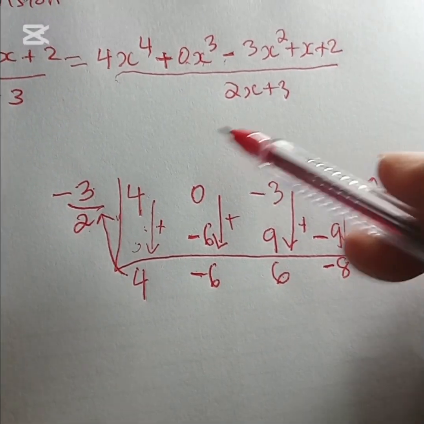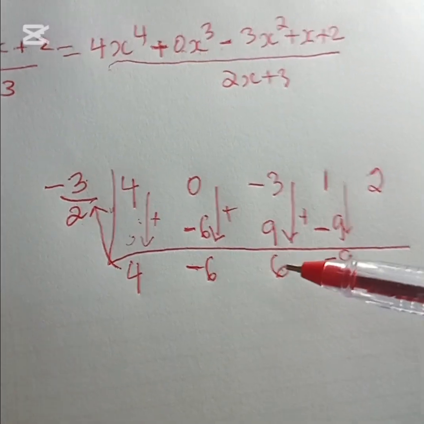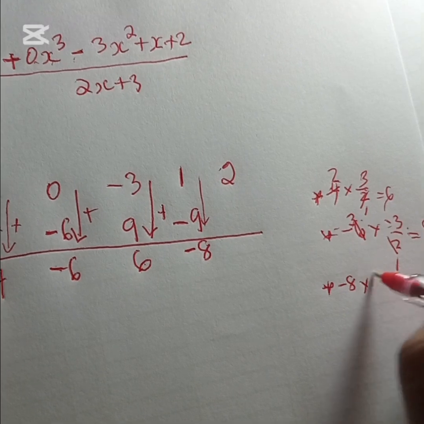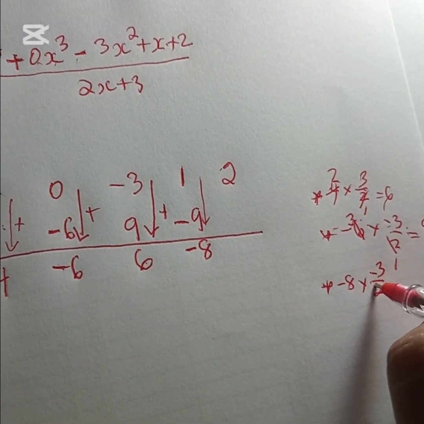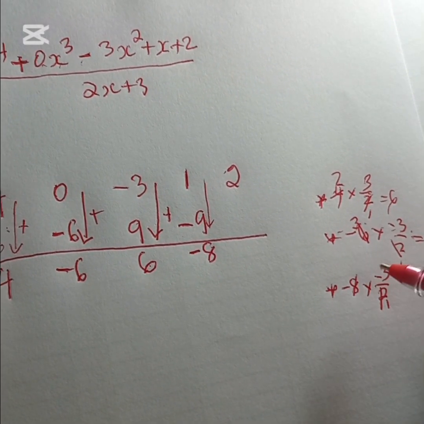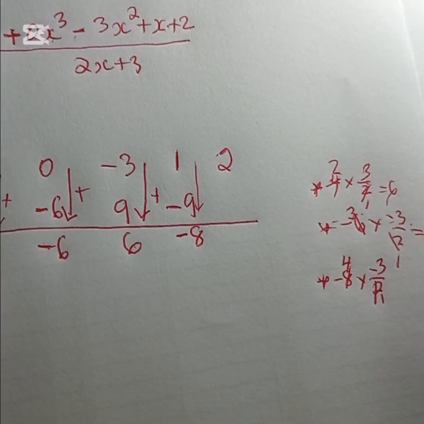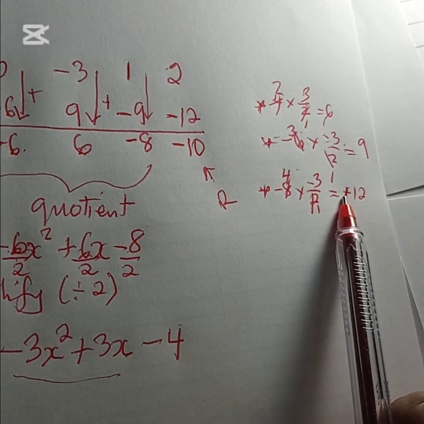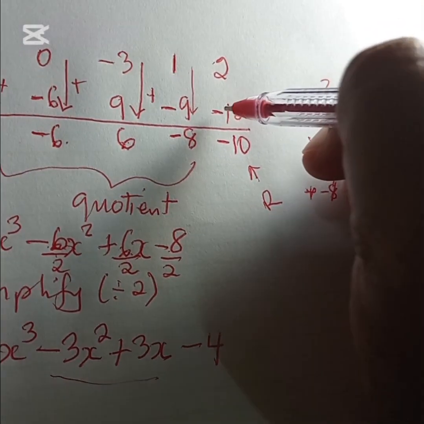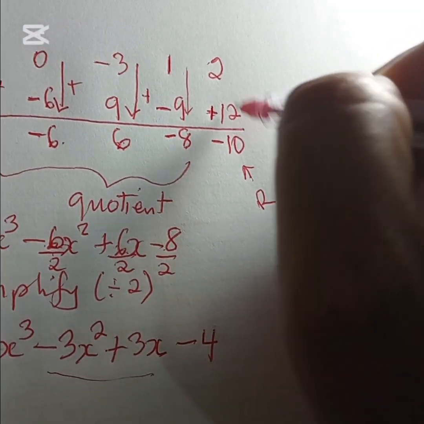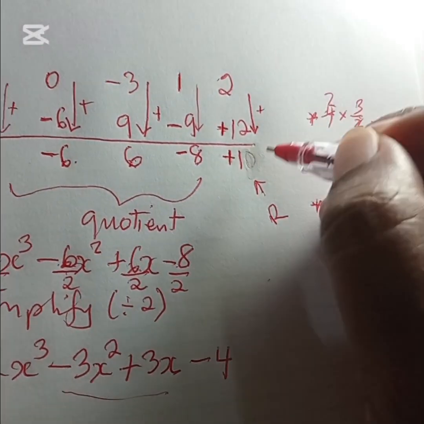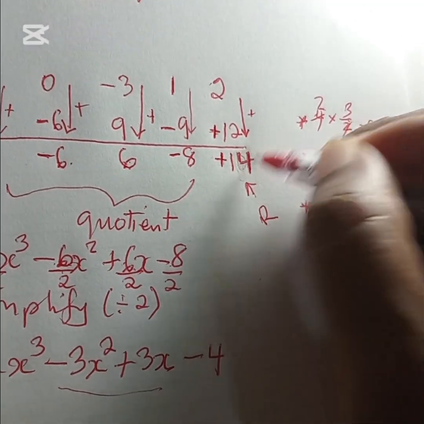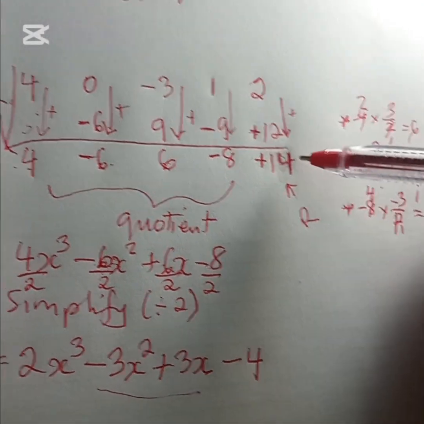Okay, negative 8 times negative 3 on 2. 2 cancels with 8, leaving 4. And negative 4 times negative 3 is a positive 12. And we write it up here, positive 12. So 2 plus 12 is a positive 14. And so 14 is our remainder.